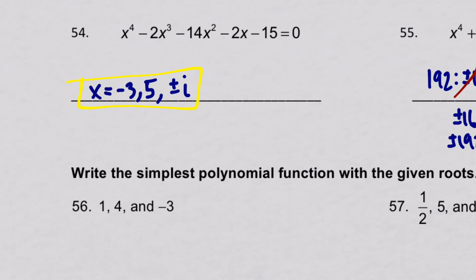Okay, so here you go. These are the four solutions: negative 3, positive 5, and plus or minus i, right? There's two solutions right there, remember? That's positive i and negative i. So actually, you didn't get to test out that many numbers.